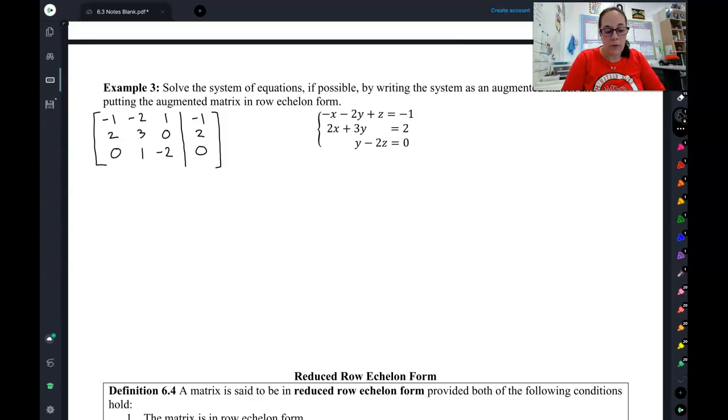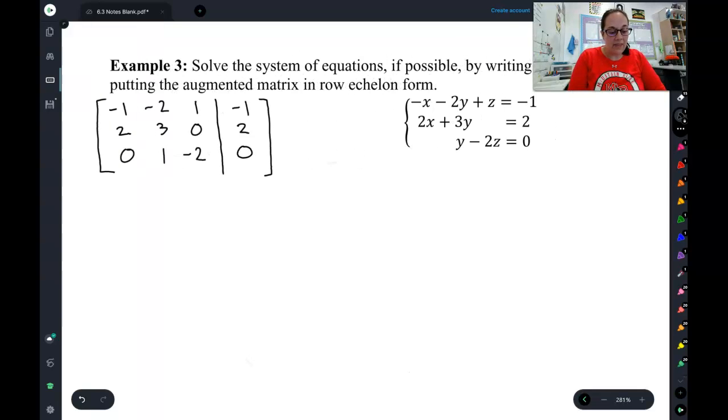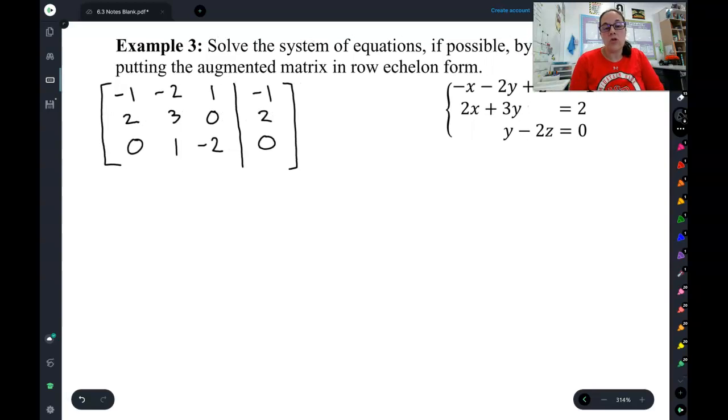Let's look at example 3. I've already taken the liberty of rewriting example 3's system of equations as an augmented matrix. We need to get this into row echelon form. So remember, we focus on the zeros first.